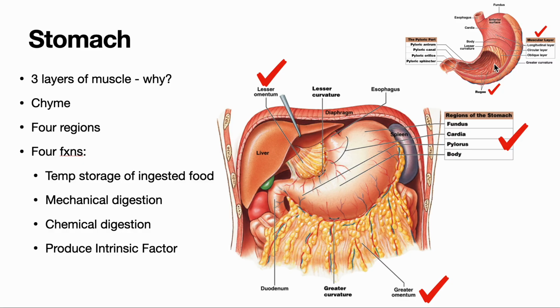So those rugae are just kind of like pleats that allow the stomach to expand to accommodate larger volumes. Our 4 major functions of the stomach include temporary storage of ingested food. The stomach is going to mechanically digest using those 3 layers of muscle to crush and mix the food. The stomach is also going to secrete hydrochloric acid and some other enzymes to begin chemical digestion, and we'll talk more about those in a future video lecture.